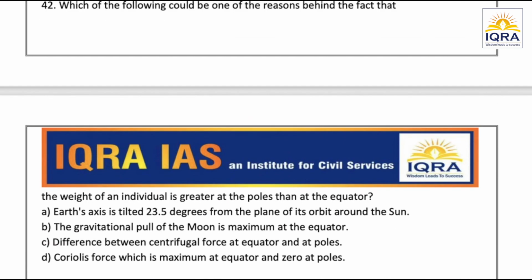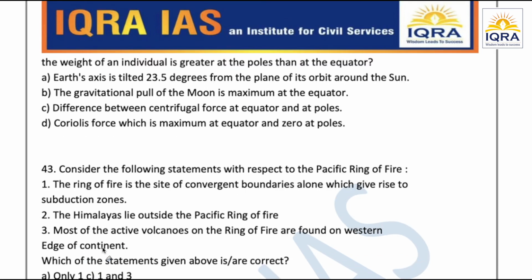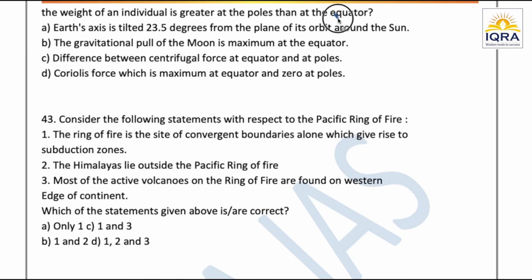Question number 42. Which of the following could be one of the reasons behind the fact that the weight of an individual is greater at the poles than at the equator? Alright, this is an interesting question.